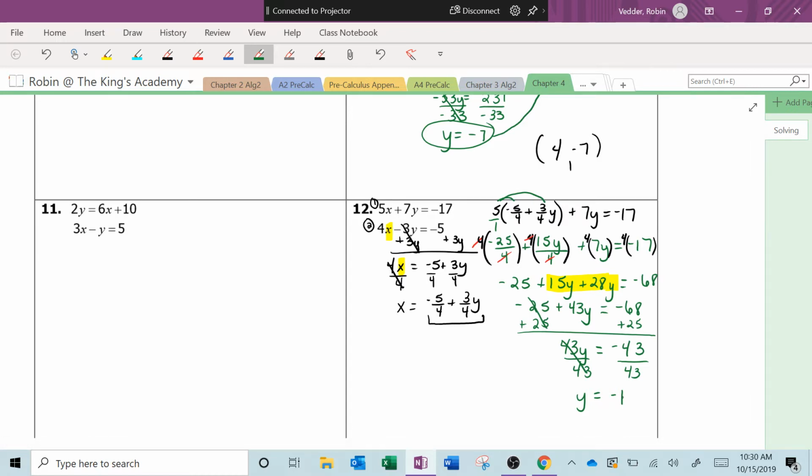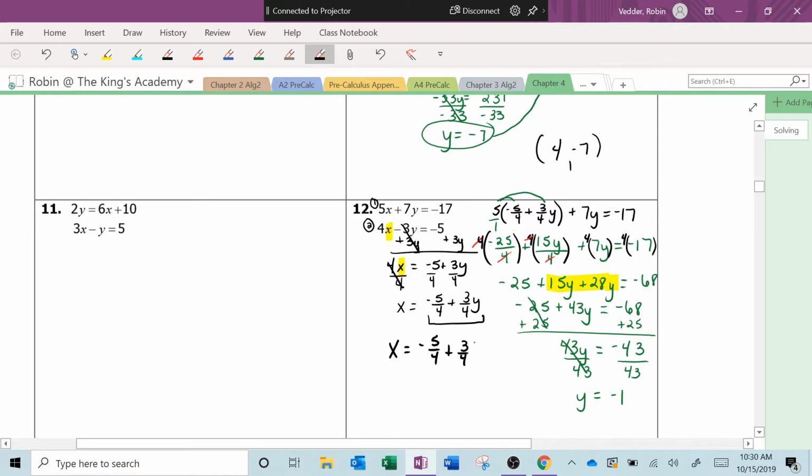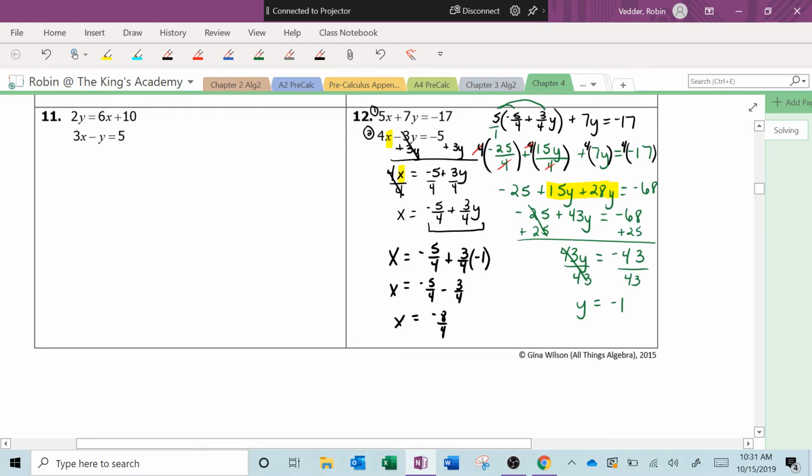Once you find the one variable, go back to your blank spot where you solved for the other variable and replace your y with -1. X equals -5/4 plus 3/4 times -1. These have a common denominator, so we can add the numerators. -5 minus 3 is -8. And what's -8/4? -2. Good. So even though it's a really difficult problem, it worked out nicely in the end.